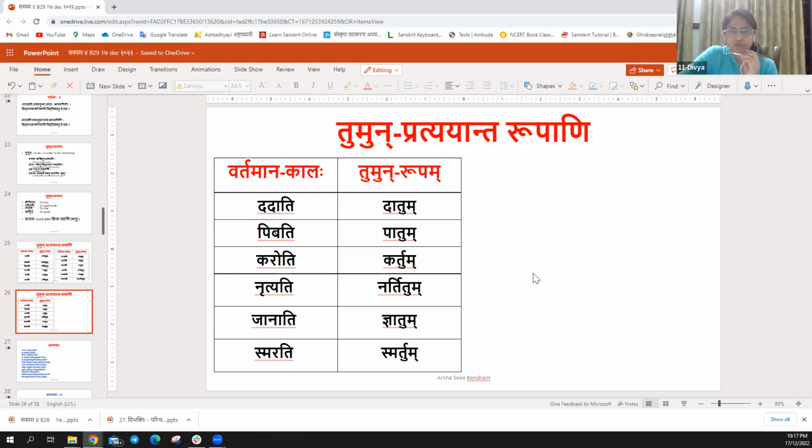Dadati, datum, pipati, patum, karoti, kartum, nrityati, nartitum, janati, jnatum, smarati, smartum. So there are so many changes here now. With dadati, karoti, all these are a bit different, but the tuman pratyaya is easier. It's not that difficult. Once we know, it's easy.